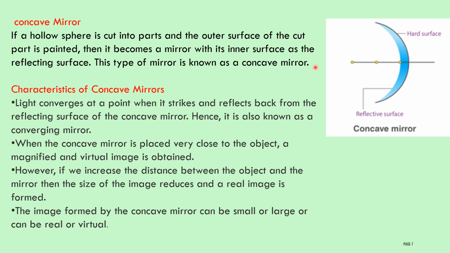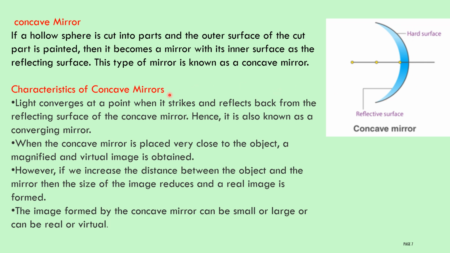Consider a hollow sphere cut into equal parts. If the outer part of the hollow sphere is painted, it will act as a mirror, and the inner part will act as the reflecting surface. This type of mirror we call a concave mirror. In the case of a concave mirror, remember that the inner surface of the sphere acts as the reflecting surface, and the outer surface is coated with paint.